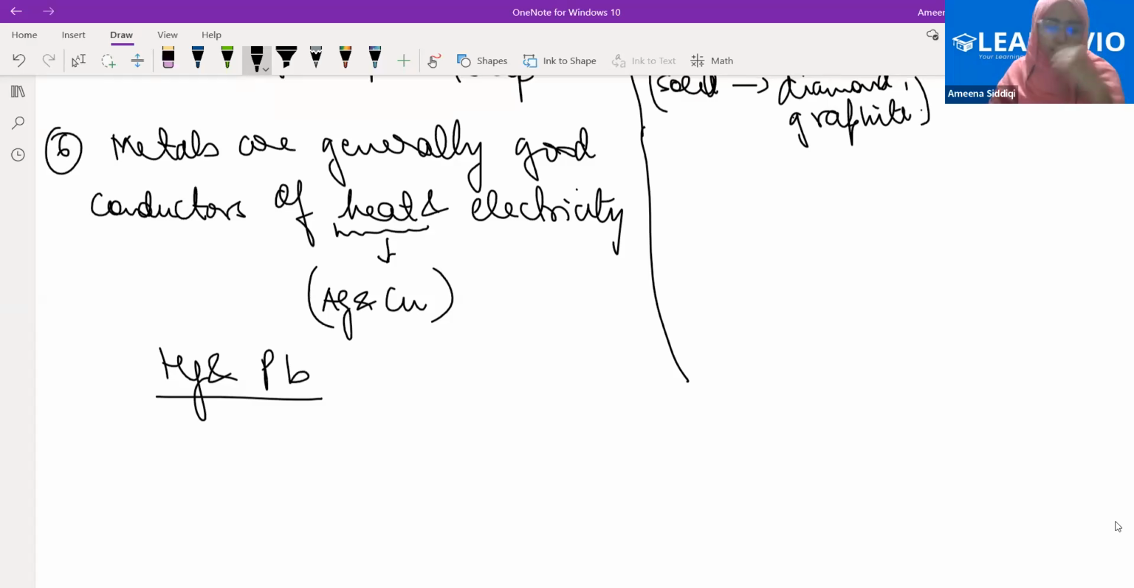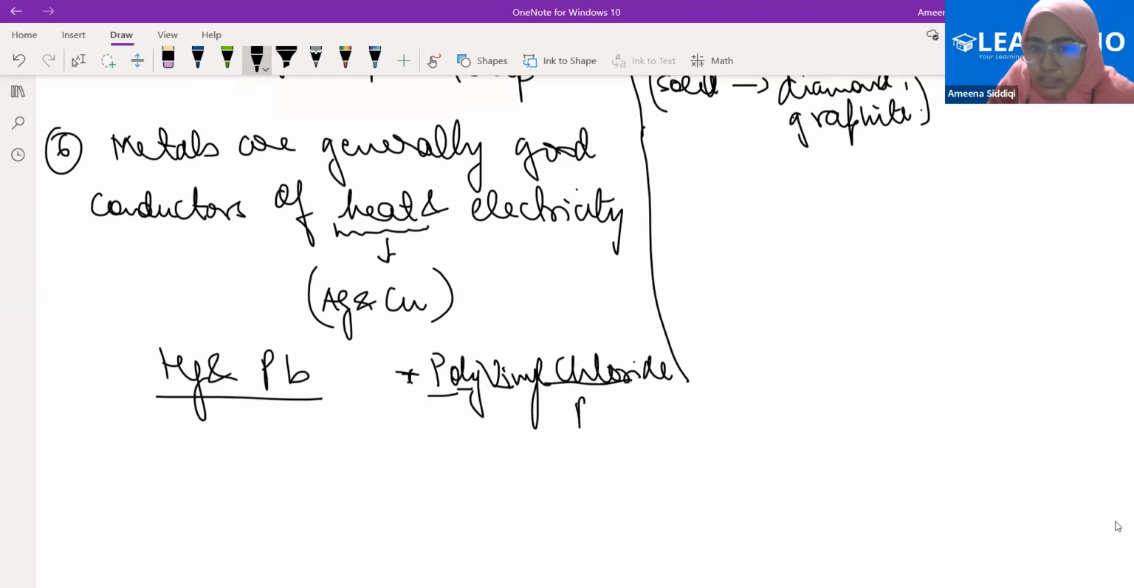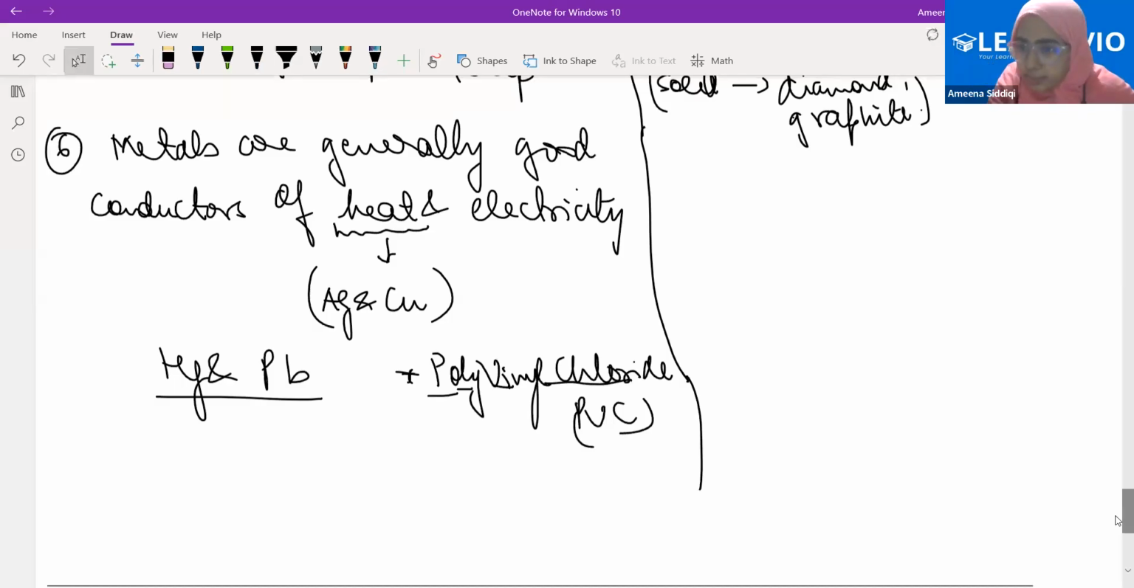One important point here is that because metals are good conductors of heat and electricity, the electrical wiring is made up of metals. Yes, copper wiring all around us. And they have a coating of PVC, polyvinyl chloride. This is an insulator, and that is to protect us from any harmful effects. It is a plastic coating on the wires.